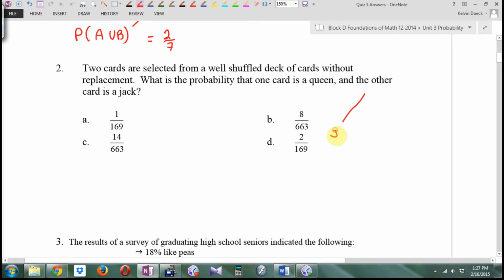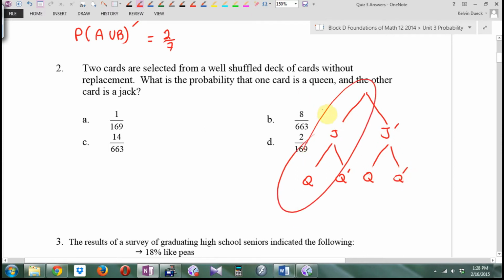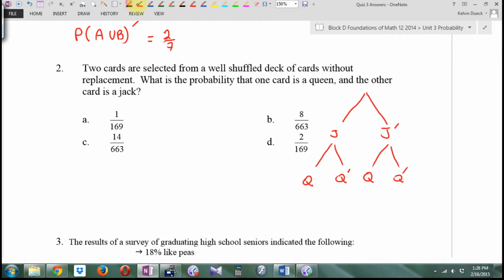I could go like this. Jack, not jack, queen, not queen, queen, not queen. Really, all I care is that branch there. And that branch there would be 4 jacks out of 52, 3 jacks out of 51. So multiply down. Why is this wrong? Because it doesn't clarify which one you get first. Yep. There should be 4 queens left, not 3. Oh, 4. Thank you. Why else is that wrong? Because I can't count, apparently.